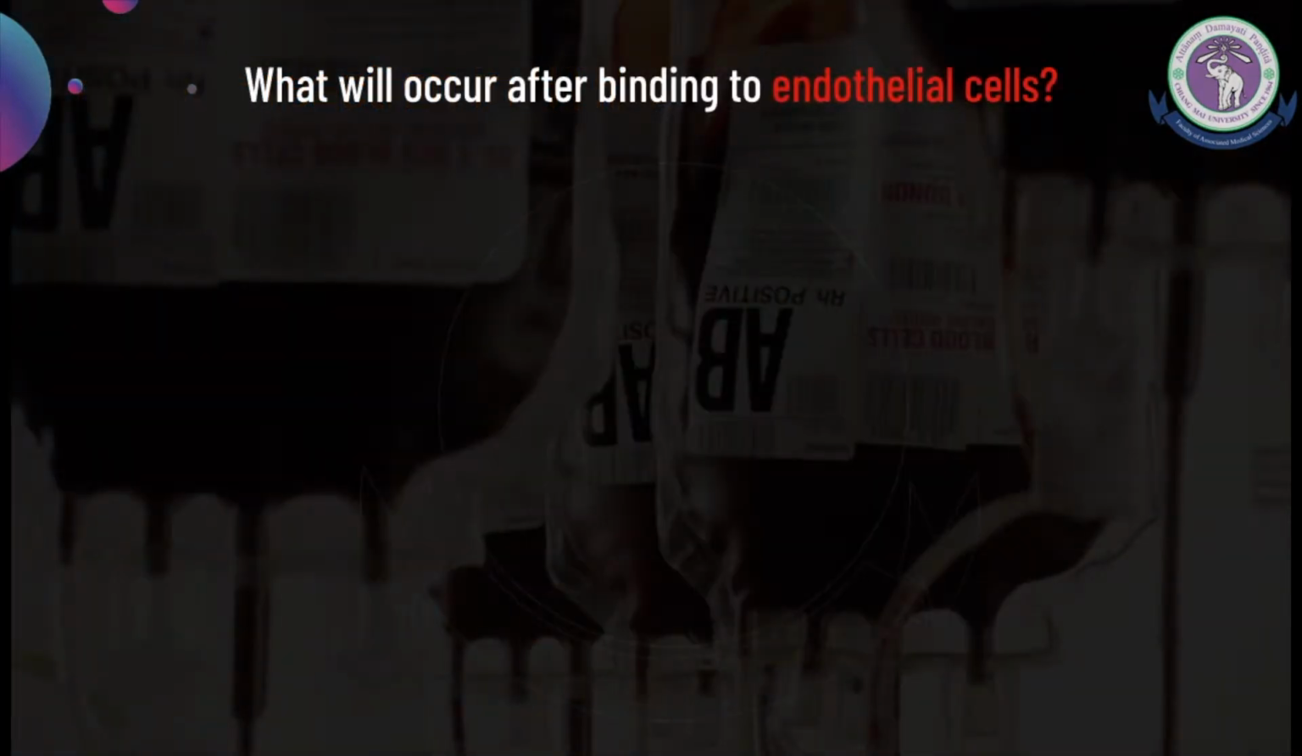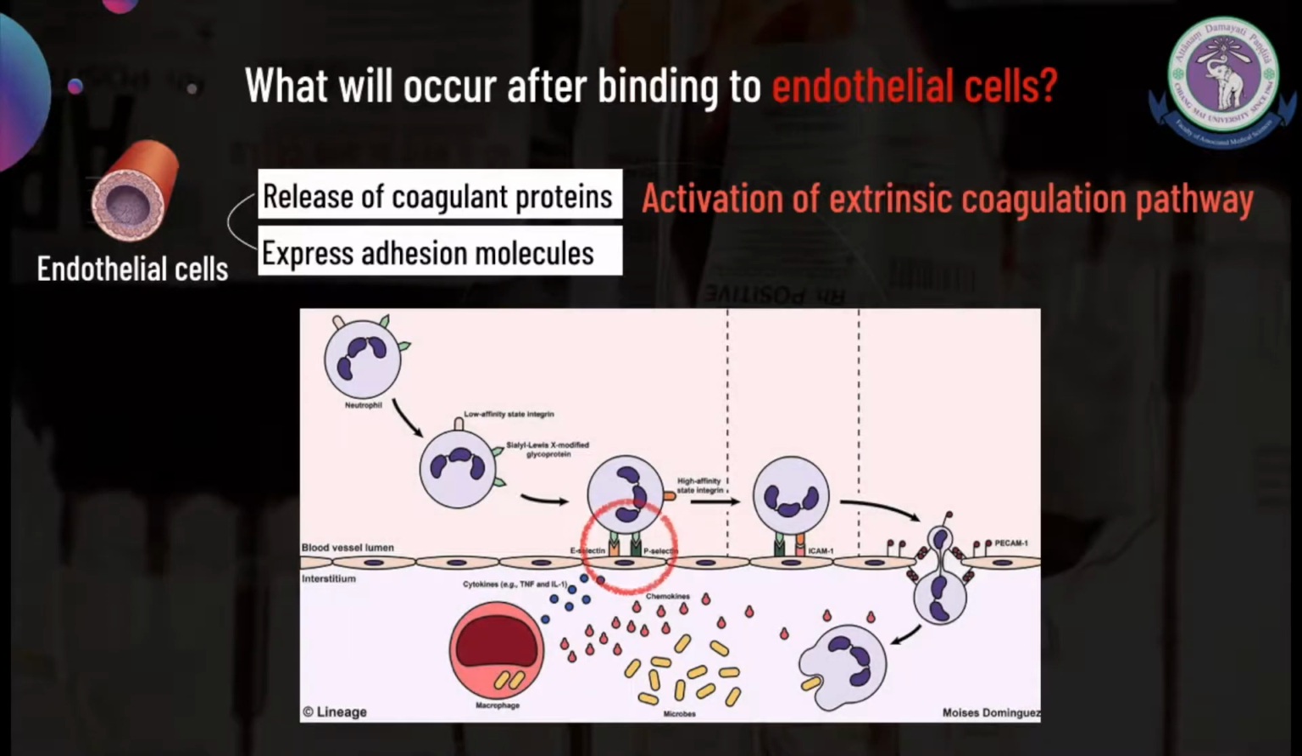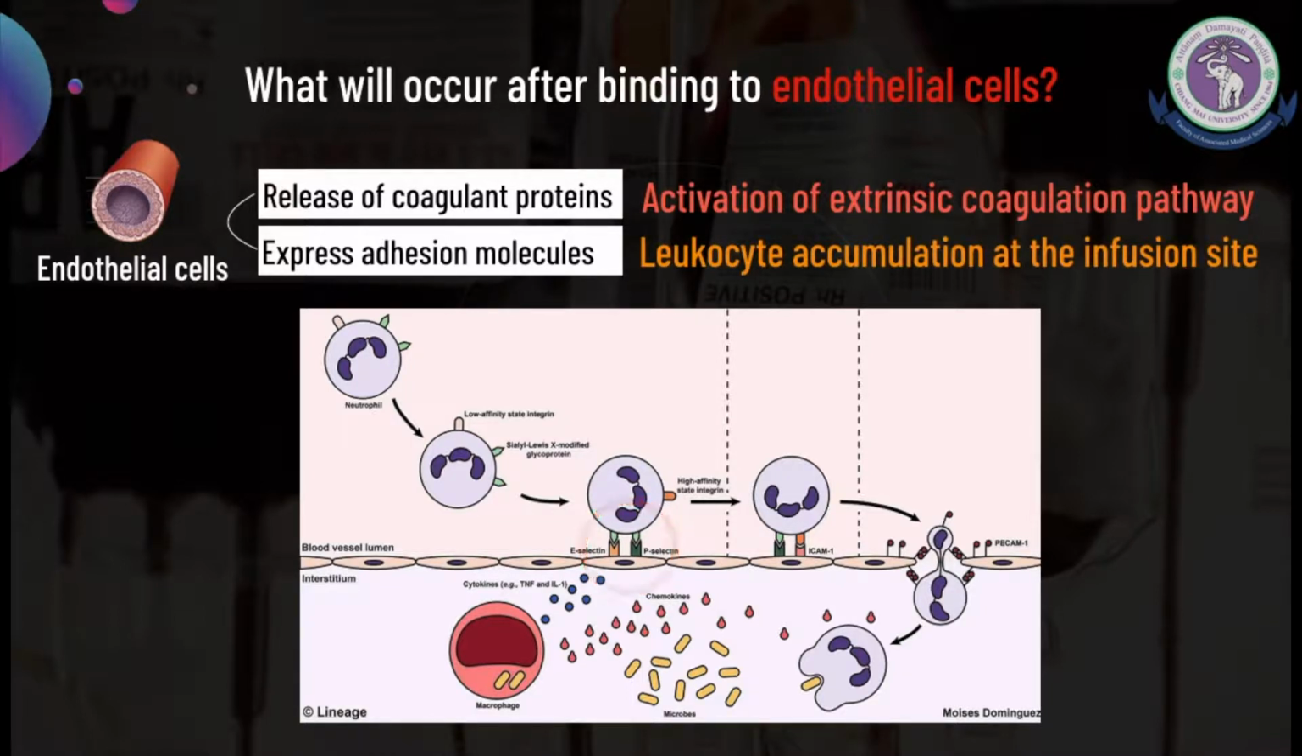What will happen after binding of anaphylatoxin to endothelial cells? Two events occur. First, release of coagulant proteins that leads to activation of the extrinsic coagulation pathway. Second, expression of adhesion molecules, resulting in leukocyte accumulation at the infusion site.